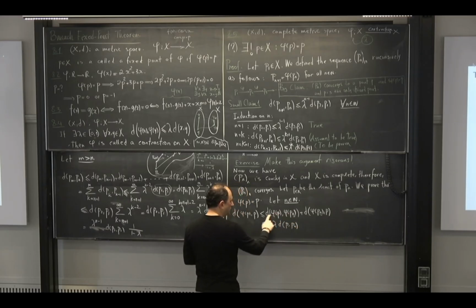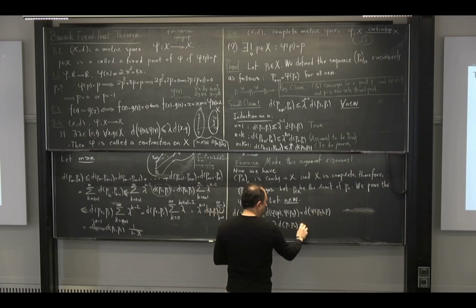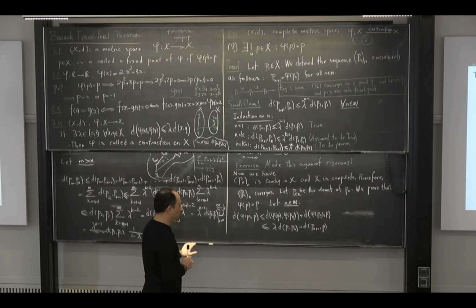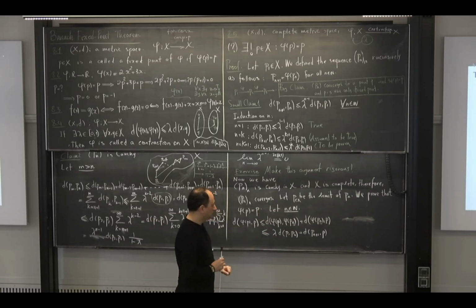Yes, because that's a contraction. So this part is less than or equal to this one. And that one can be written as d(P_{n+1}, P). That's better now. So I chose P_n. For that P_n, I wrote the triangle inequality.